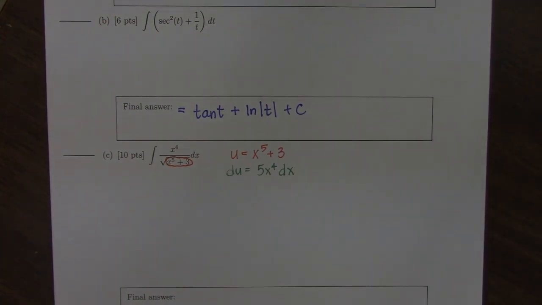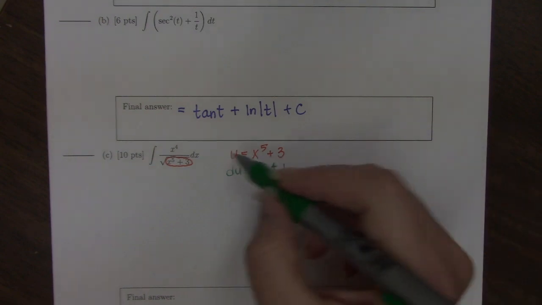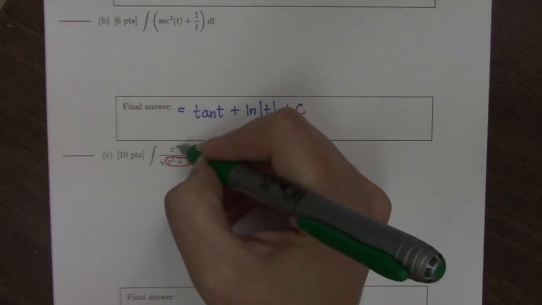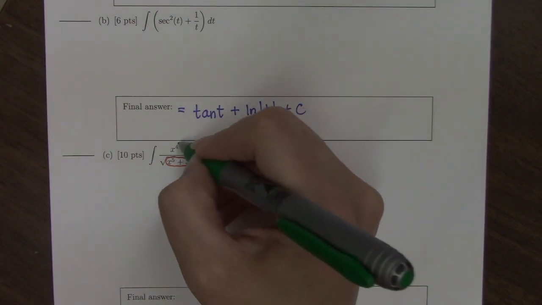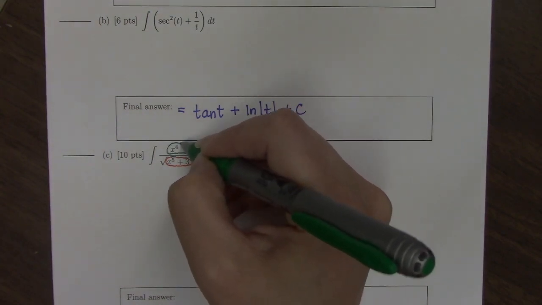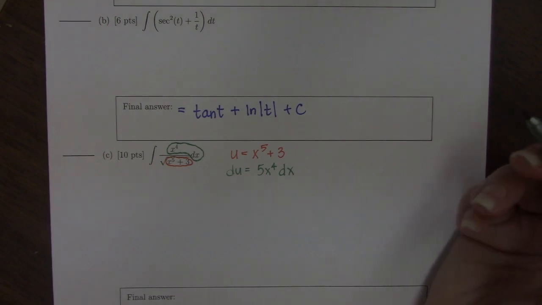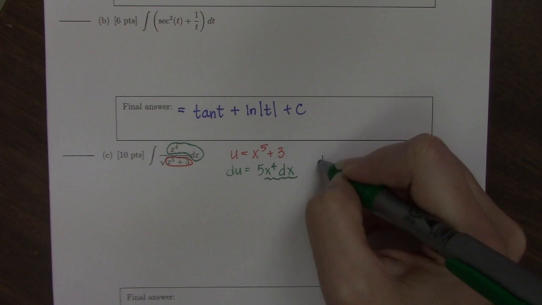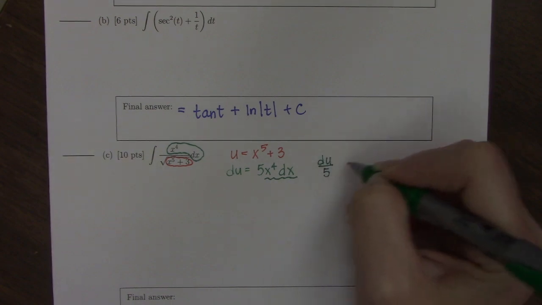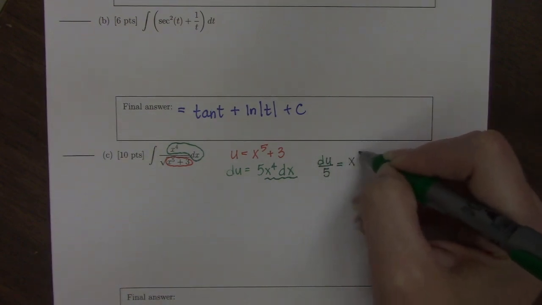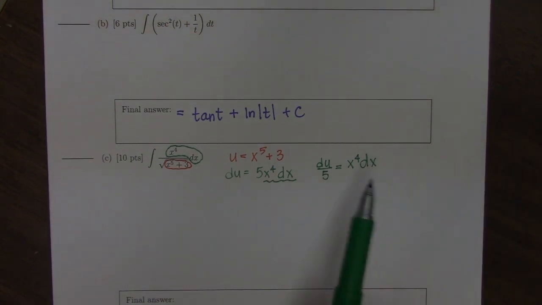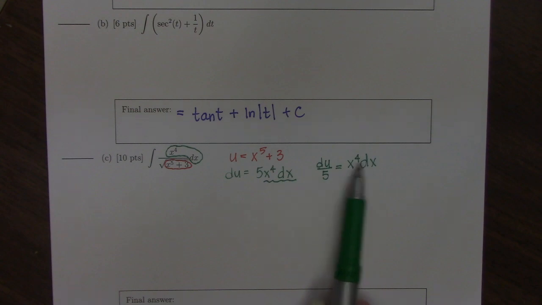So now I need to go back to my integral and check to see if all the elements I need in du are here. So I have my x to the 4th and I have my dx. So I've got that part of my du right there. Then what I like to do is solve this expression for what I actually have in my integral. So if I divide both sides by 5, now when I translate my integral to variable u, I can see that this part of the integral gets replaced with du over 5.